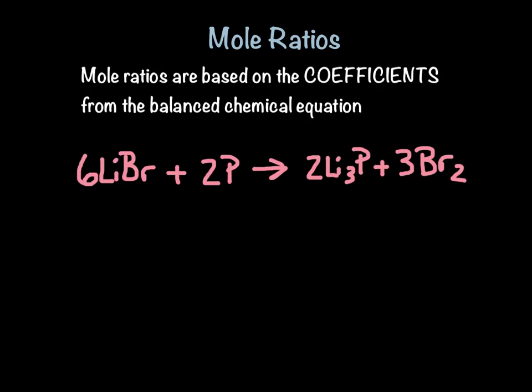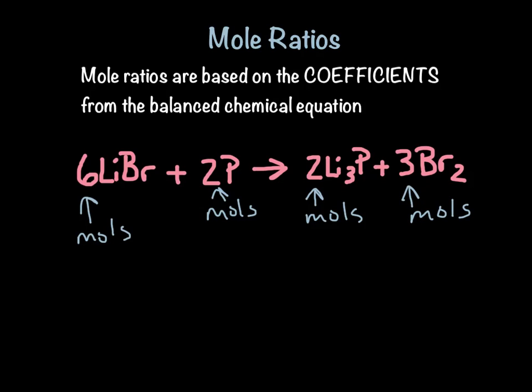Okay, so now that we have our balanced equation, these coefficients tell us a couple different things. What we're going to be talking about in stoichiometry is mole ratios. So we're going to be talking about these being related as moles. And so this would be 6 moles of lithium bromide react with 2 moles of phosphorus to make 2 moles of lithium phosphide and 3 moles of bromine.